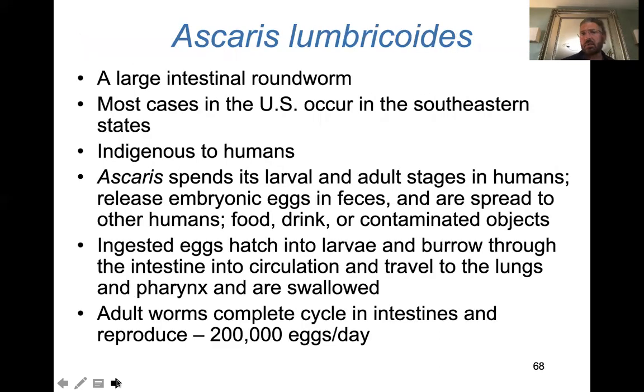So Ascaris lumbricoides, so these are huge. These are a large intestinal roundworm. Most cases in the US occur in the southeastern states. These are indigenous to humans, all right? So there are certain portions of the population that just have these, and even if they were to get rid of them, they re-inoculate themselves.